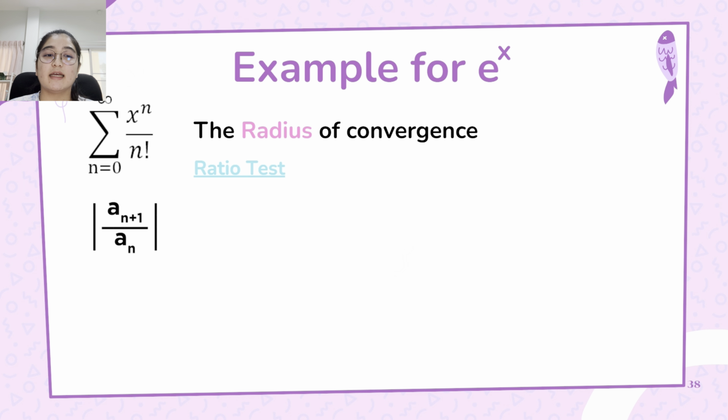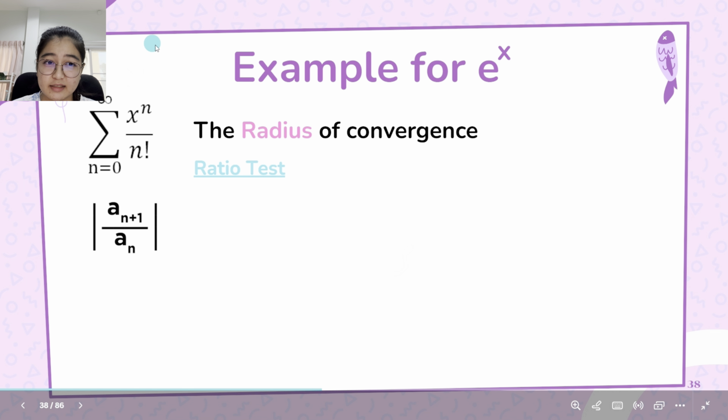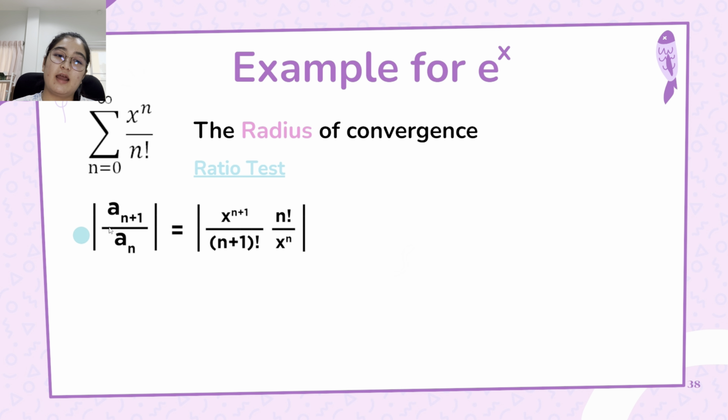The ratio test is the one that we learned in the past, where we use the absolute value of a sub n plus 1 divided by a sub n, or we can use the absolute value of a sub n divided by a sub n plus 1, which is also the ratio test, but I will use this one for finding the radius. And for a sub n plus 1 of the summation in here, everywhere that we have n, we have to substitute it by n plus 1.